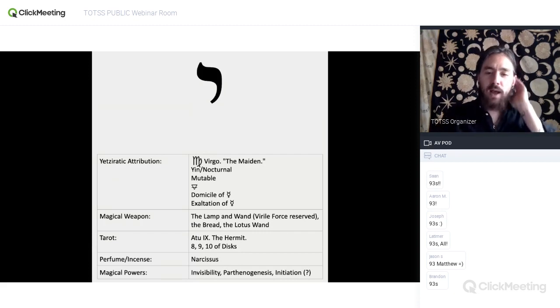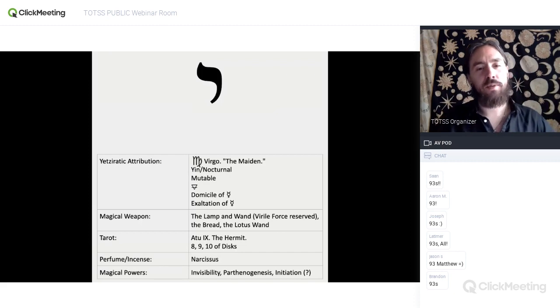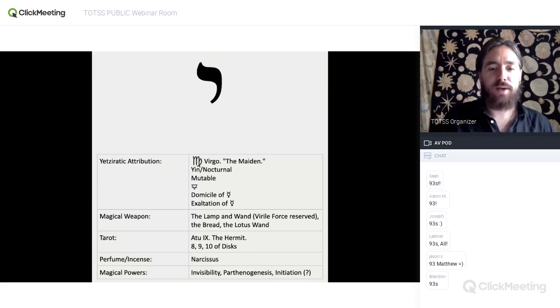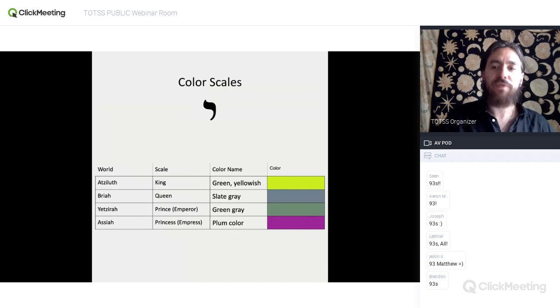I was thinking about in what sense initiation could be attributed to Yod. I had some interesting thoughts, but I'll leave that one to you guys to meditate on. But yeah, it's an interesting possibility. I'm thinking of the process of initiation as being attributed here.